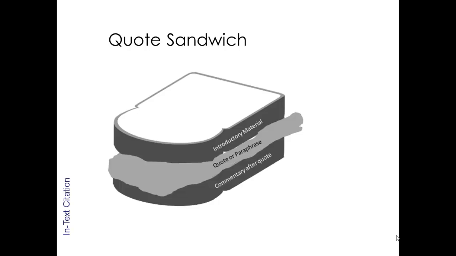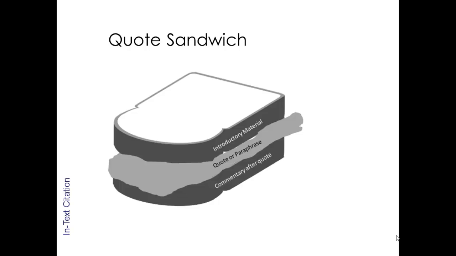I don't know who did, but it worked for me as a visual. As you can see, there's three components to every in-text citation. The top piece of bread is called the introductory material. The heart of the sandwich there is called the quote or the paraphrase. And then following that is the commentary after the quote.